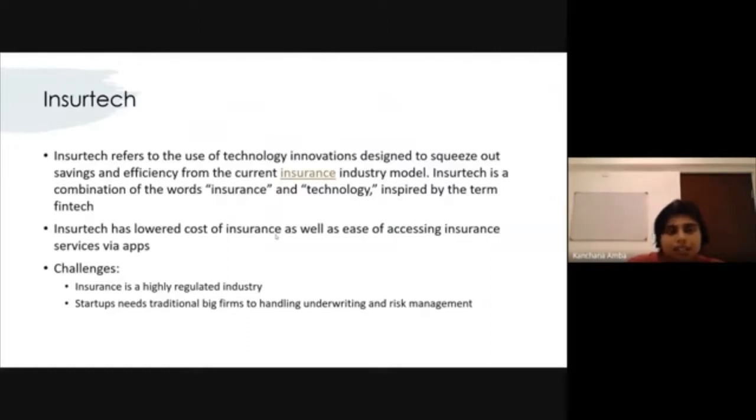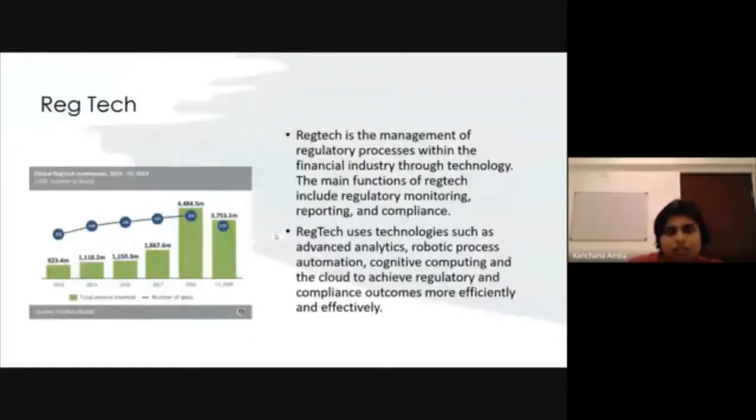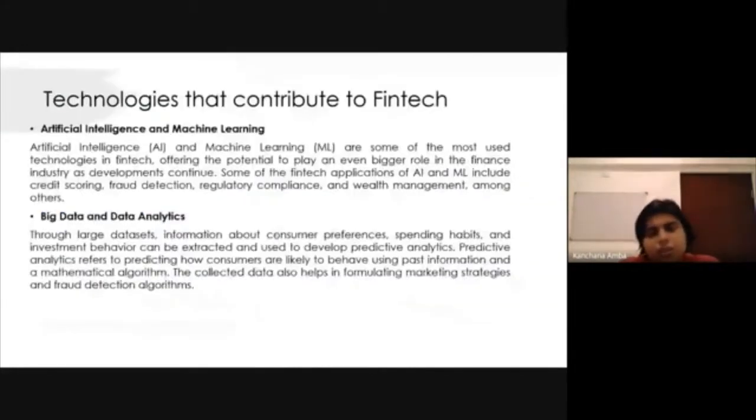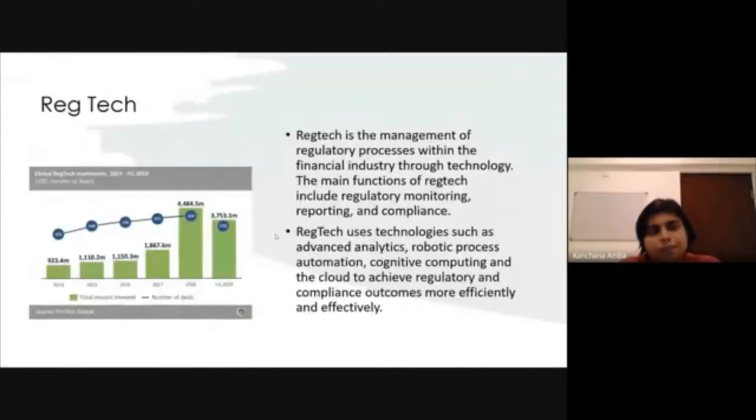RegTech, right? We'll stop there today. We have some more to go, but we'll proceed in the next one. So RegTech is using technology for regulation, right? This is beginning in large markets where the compliance requirement is very high and the use of digital banking and digital financial services is increasing as well.